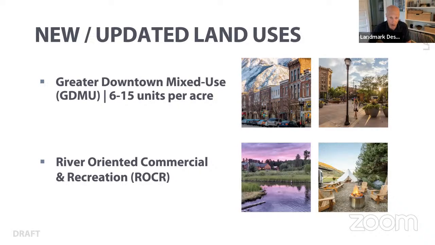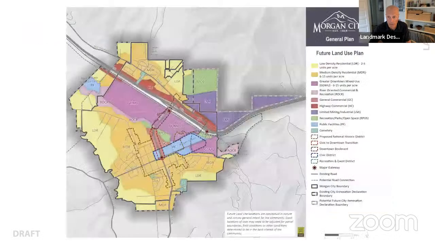And then as part of that is the river-oriented commercial and recreation. You can see where that's located on the map here in the pink on the far east side of the community. It's related to this recreation and event district, which is again in that general area.